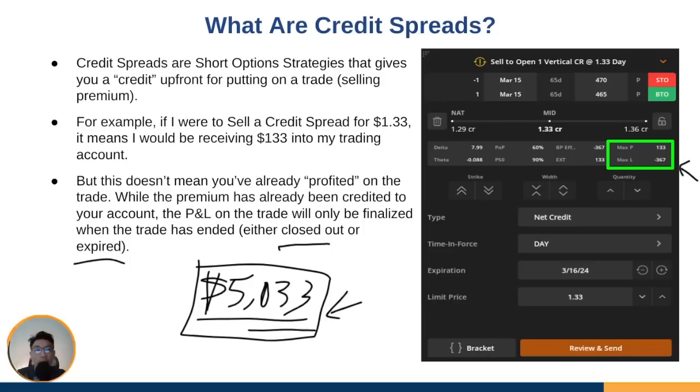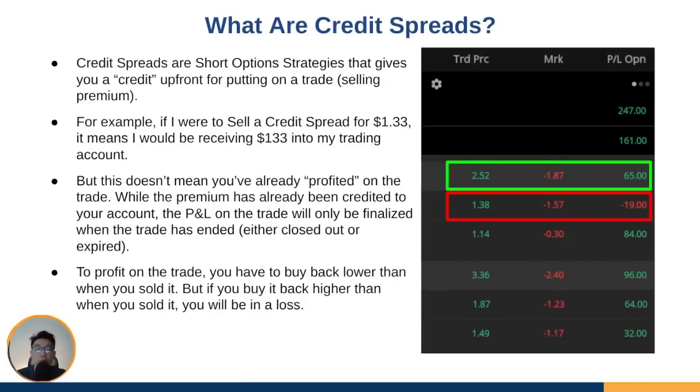Now, it depends on what platform you're using, but all the platforms should show you the max loss on your trade. As you can see down here, for this particular trade the max loss is $367. So if you actually lost money on the trade, your account will drop to around 4,000 something. It depends on exactly how much you lose. So again, don't think that because you receive the money up front, it is yours to keep right now. You still have to wait until the trade actually closes.